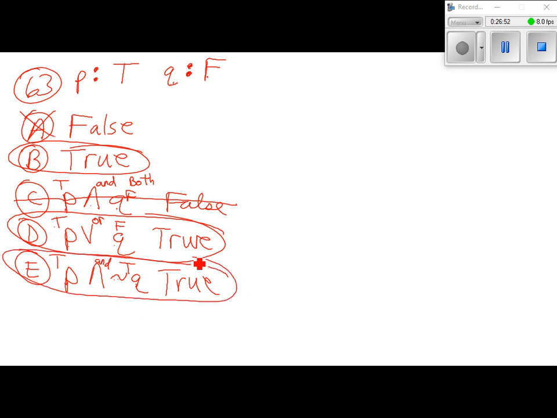And then the last one, F, says not P or Q. Well, if P was true, then not P has to be false. And if Q, looking back up there, was false, both parts are false, so then this whole thing is false, so that one won't work. So our answers are B, D, and E.